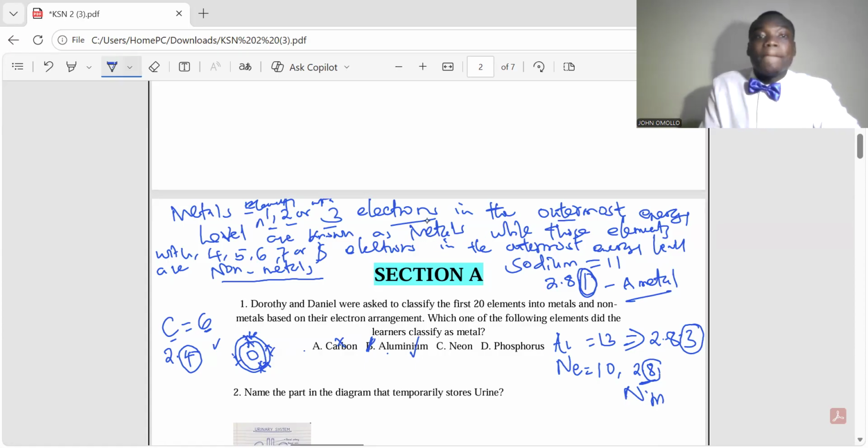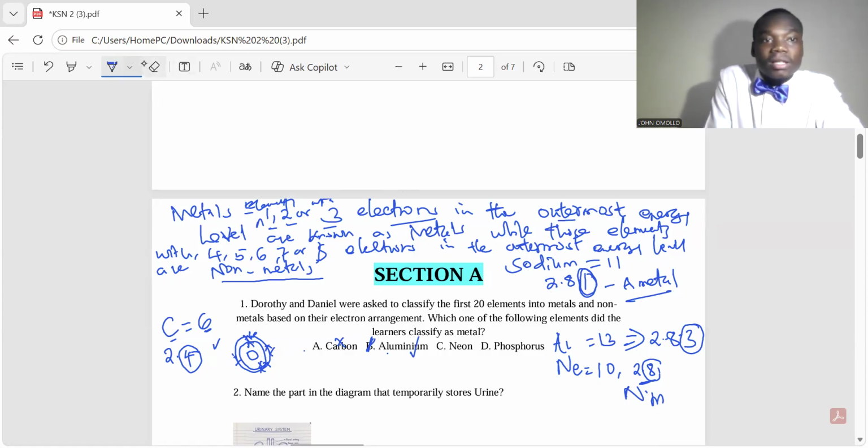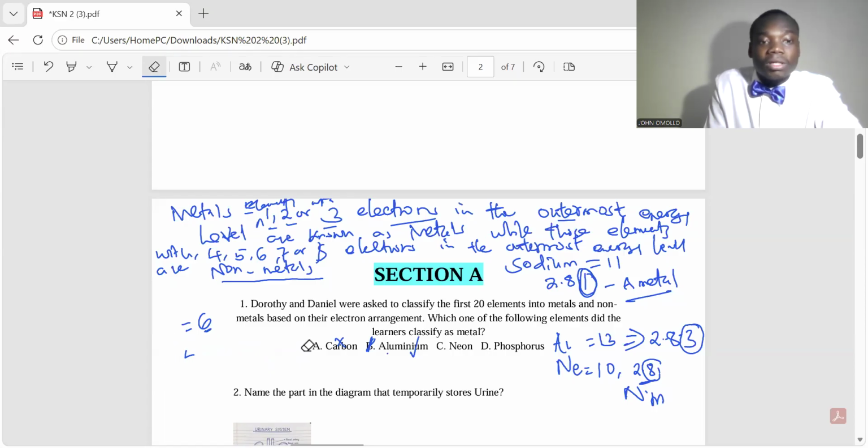So in that case, I would want to just clean my board here so that it looks decent. This one was just a part of explanation. Your teacher is trying to explain it for you so that you easily understand.